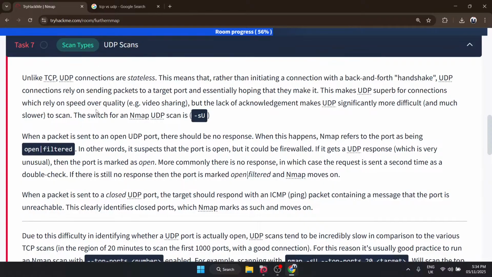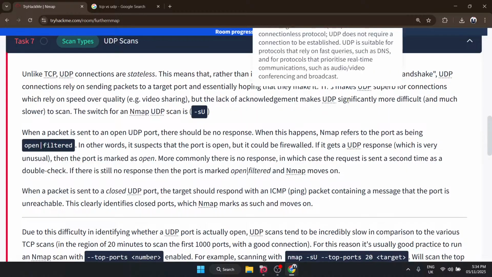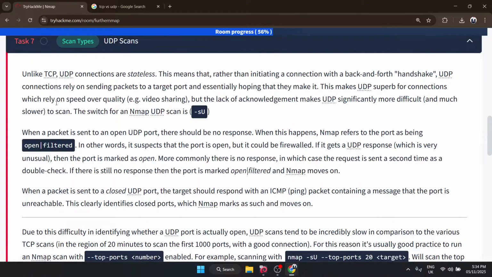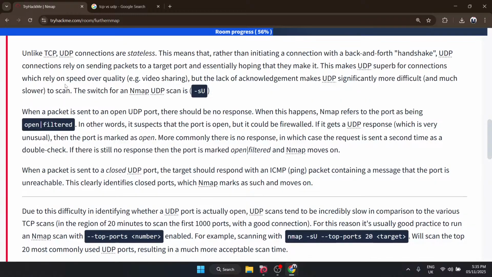So UDP scans are used when speed is needed over quality, but the lack of acknowledgement makes UDP scanning significantly more difficult and much slower. TCP scans are faster. The switch for an Nmap UDP scan is -sU. We already used -sU to do the UDP scanning. But it takes a lot of time, so do not forget to use -T4 or -T5. It will make it faster because this flag takes the most time.